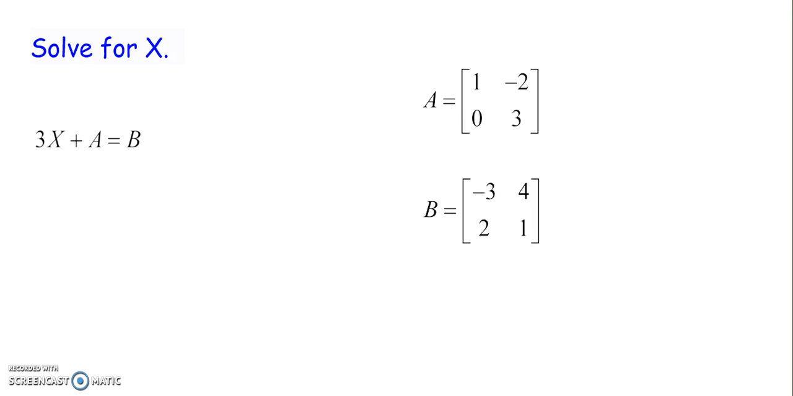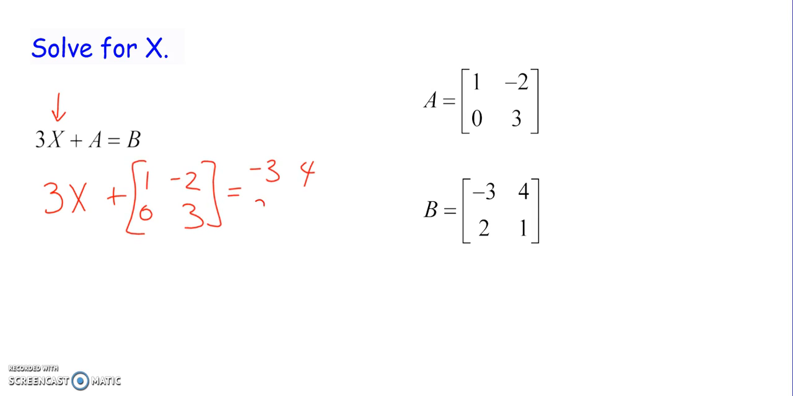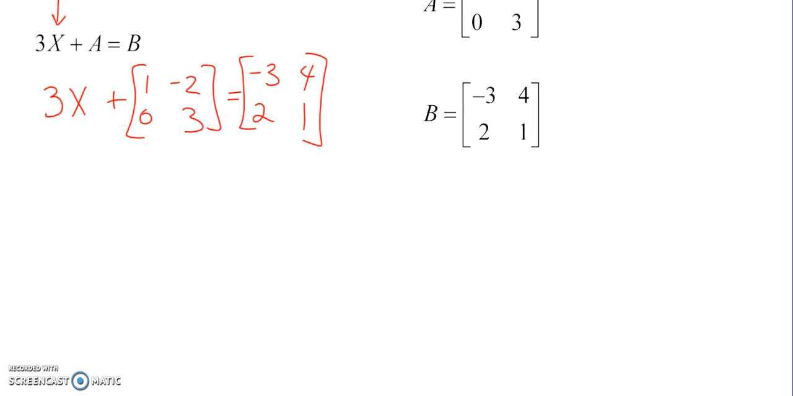Solve for matrix X. 3 times some matrix plus A equals B. If you're trying to solve for this matrix, you treat it just like a regular variable. I have [1, -2; 0, 3] equals [-3, 4; 2, 1]. I want to isolate my variable in a way I've done before. To do that, I am going to subtract this whole matrix, [1, -2; 0, 3].